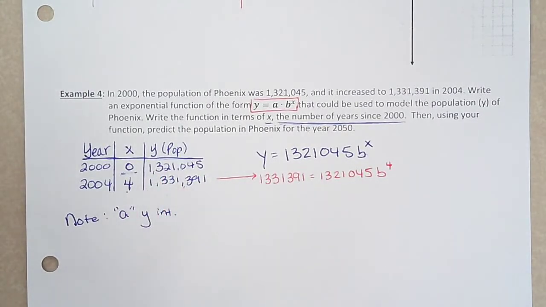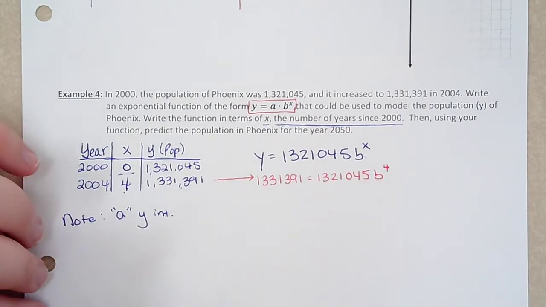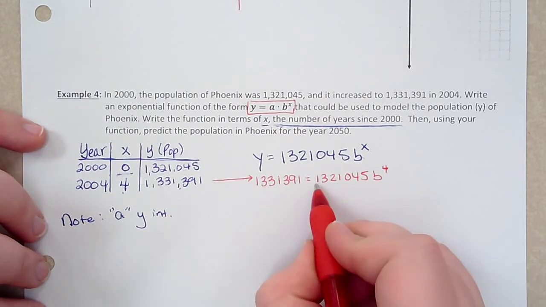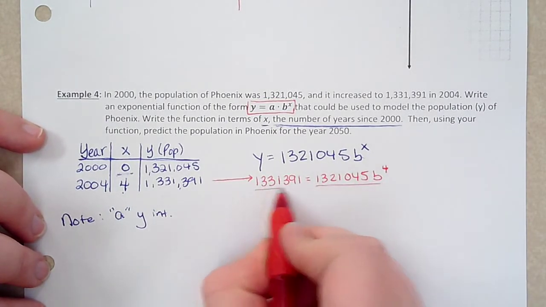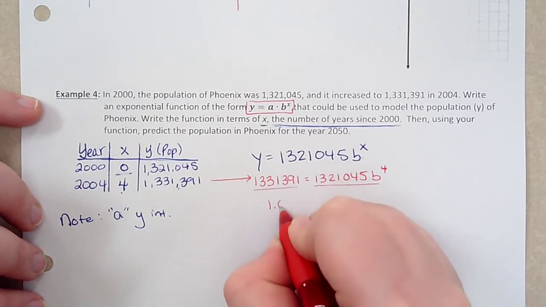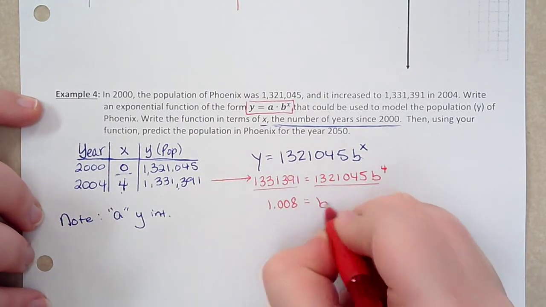So now that I have this information, it looks kind of gross, but what I can do is actually solve for b, which is what I need in my original equation. Well, how am I going to do this? I'm going to divide both sides by this really big number on the right. When I do that, I get 1.008 equals b to the fourth.